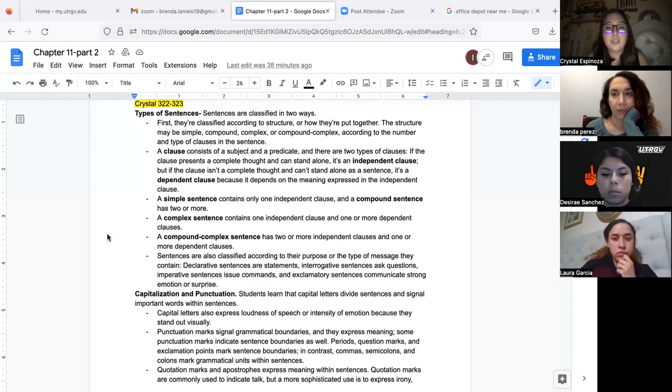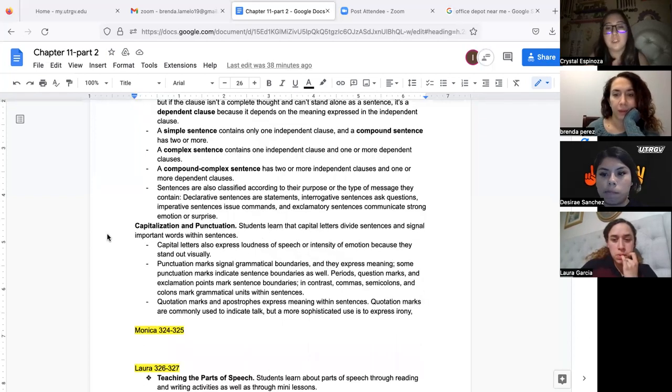Periods, question marks, and exclamation points mark sentence boundaries. In contrast, commas, semicolons, and colons mark grammatical units within a sentence. Quotation marks and apostrophes express meaning within sentences. Quotation marks are commonly used to indicate talk, but a more sophisticated use is to express irony.